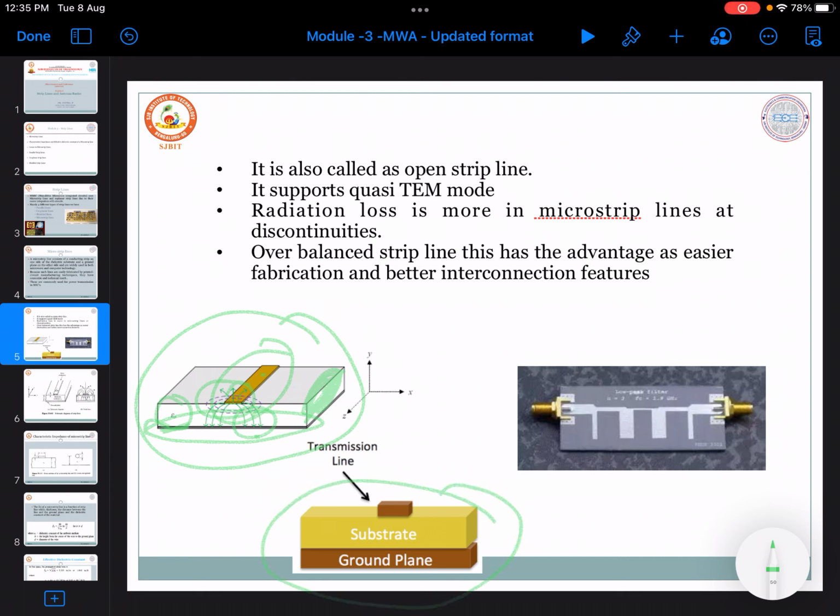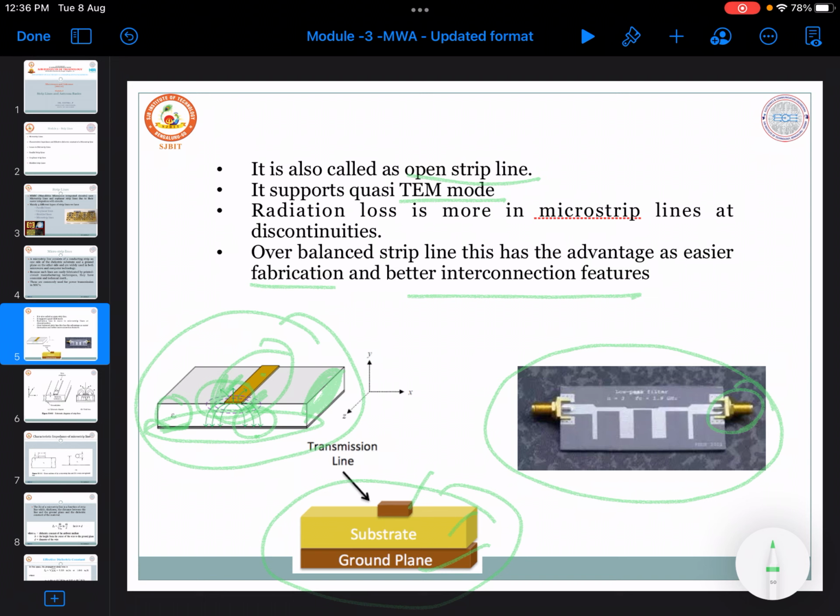In the geometry, you have a substrate, on the top layer a strip line, and the ground plane on the other side. It is also known as an open strip line. It supports quasi TEM mode, and the radiation loss will be more in microstrip lines, along with discontinuities. Over a balanced strip line, it has the advantages of easier fabrication and better interconnection features. Here is where you give a feed input connecting your circuit to the source.